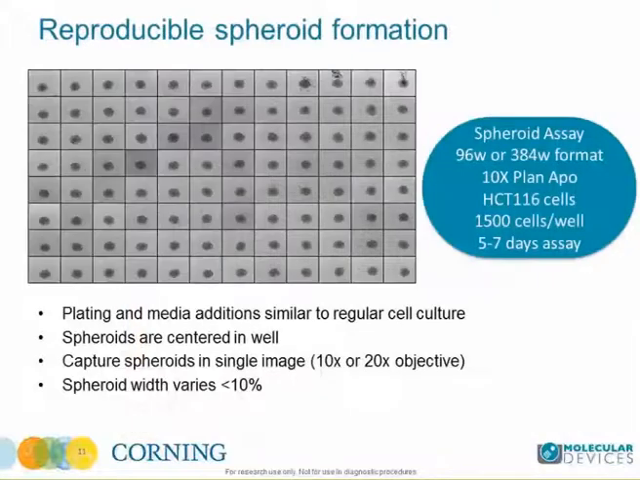We found that you can make very reproducible spheroids, and you can control the size of the spheroids by the number of cells you add to the well and the time you incubate those cells. This is a 96 well plate taken at 10x, and we get about a 10% variation in spheroid size, which is quite reproducible for these assays. And you can see we're automatically acquiring that data across the 96 wells.